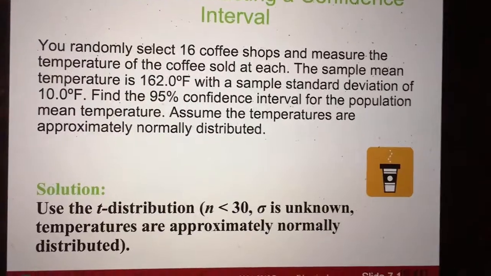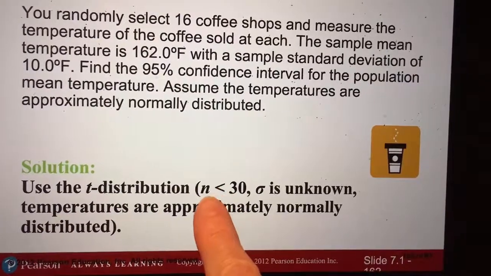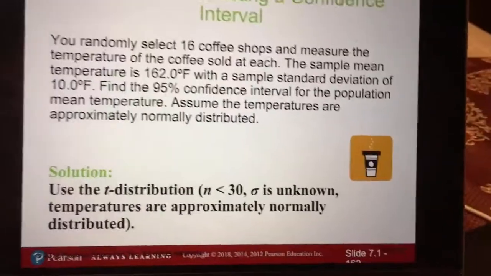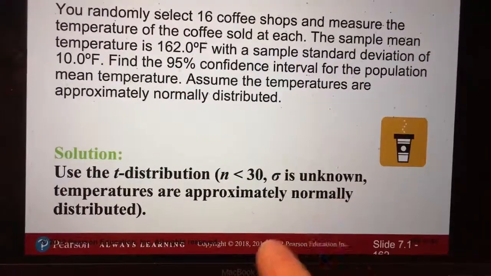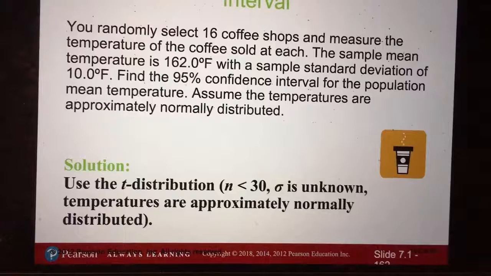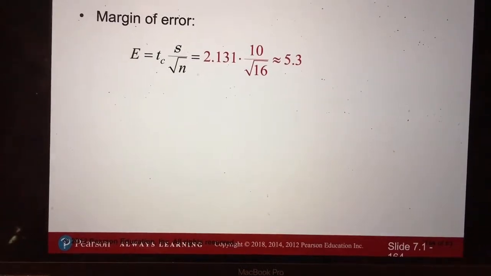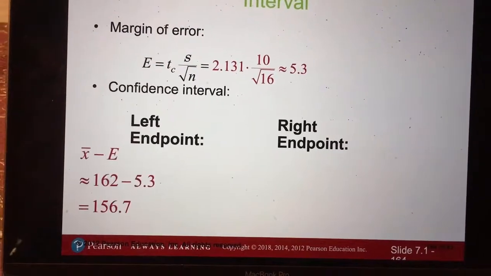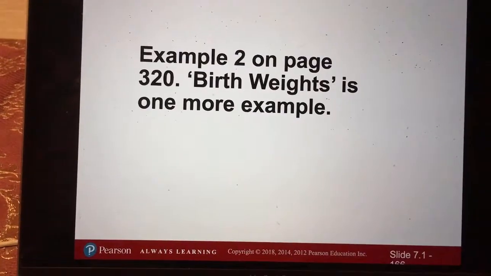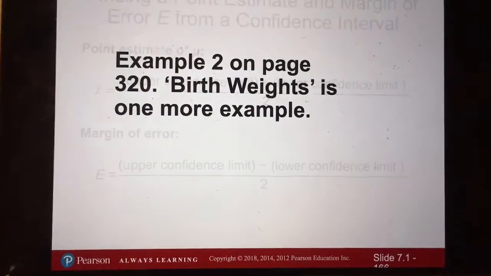All right, so on this one, you randomly select 16 coffee shops. Now notice, the T distribution has to be used because our n is less than 30 and our sigma is unknown. The temperatures are approximately normally distributed. If that wasn't the case, we wouldn't even be able to use the T distribution. They're going through another example here using the chart, finding their margin of error, left point, right point, and making their confidence interval. Example 2 on the birth rates page is one more example for you.